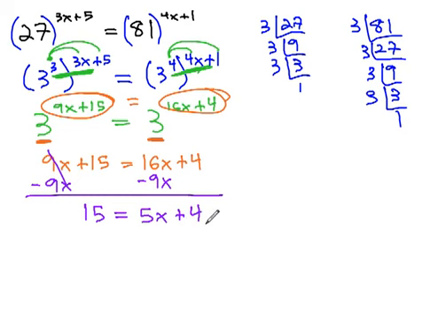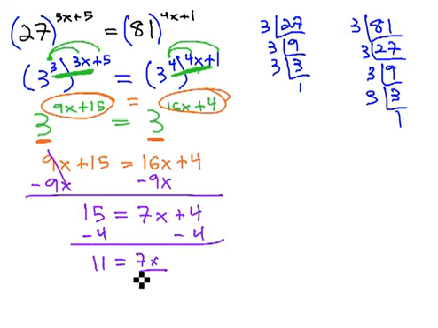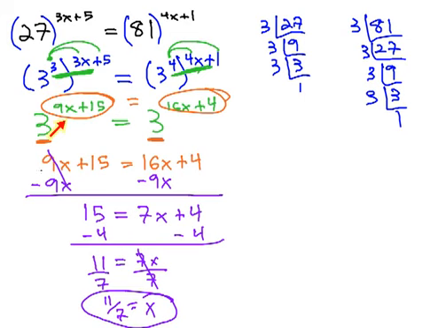Wait a minute, 16 minus 9 is 7. So 15 equals 7x plus 4. Then we subtract 4 from both sides, giving us 11 equals 7x. Divide both sides by 7, and x is equal to the fraction 11 sevenths. We found that by getting the same base on both sides, factoring 27 and 81, using our exponent properties to multiply the exponents, and if we have the same base, the exponents must be equal.